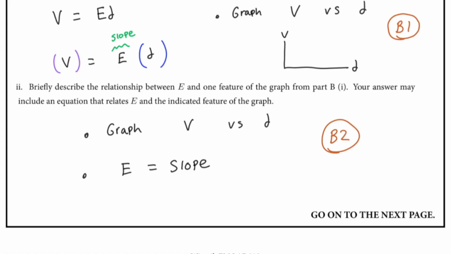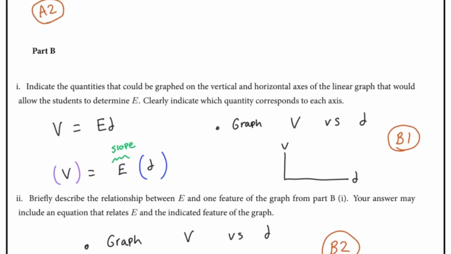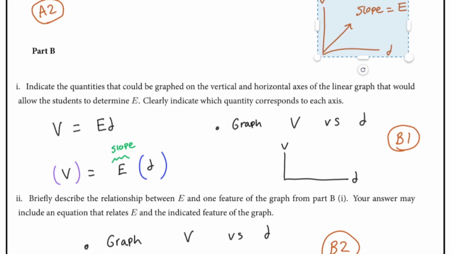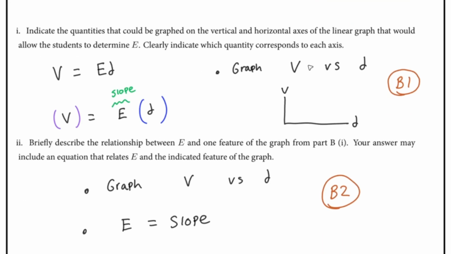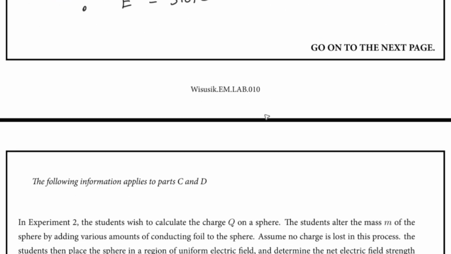It is actually possible, like this used to not be two subparts. You could actually earn both B points if you just graphed V and D and said slope equals E. That could allegedly earn B1 and B2. It did actually on the question I graded last year, if you did something like that, because it's clear what you graphed and you explained what the slope was.